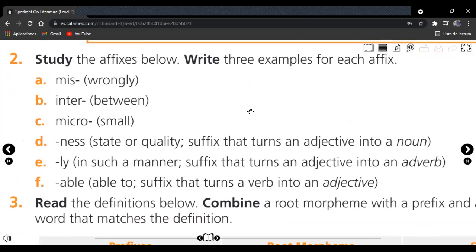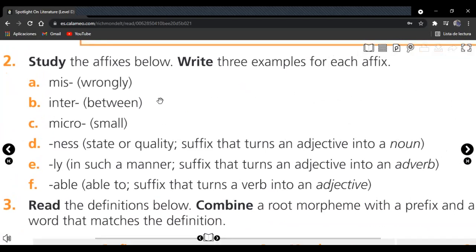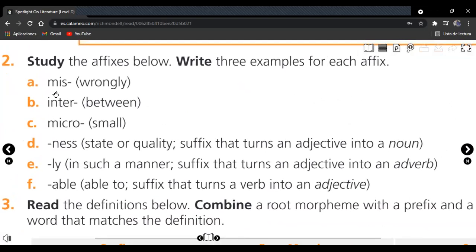So now there's an exercise. You have to provide three examples for every word. You can provide three or more. It will be better if you provide more. I want to give you 2 minutes to think of the answers. One using the prefixes mis, inter, and micro. Then we're going to switch to suffixes: ness, ly, able. Mis means wrongly, inter means between, and micro means very small. Think of the words in 2 minutes, and then we come back to check your answers.